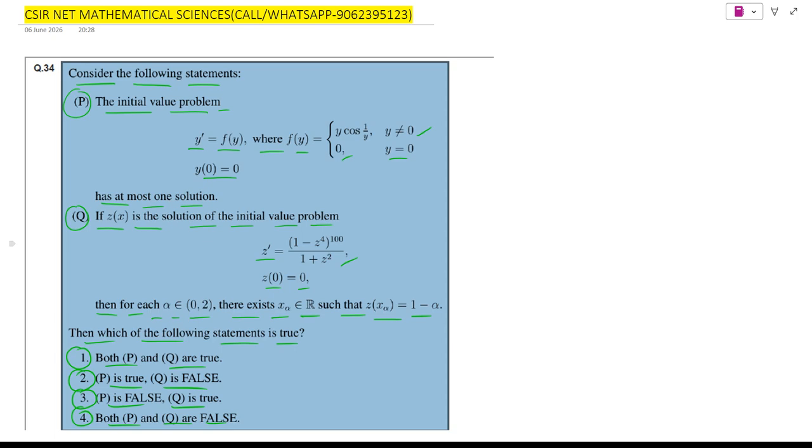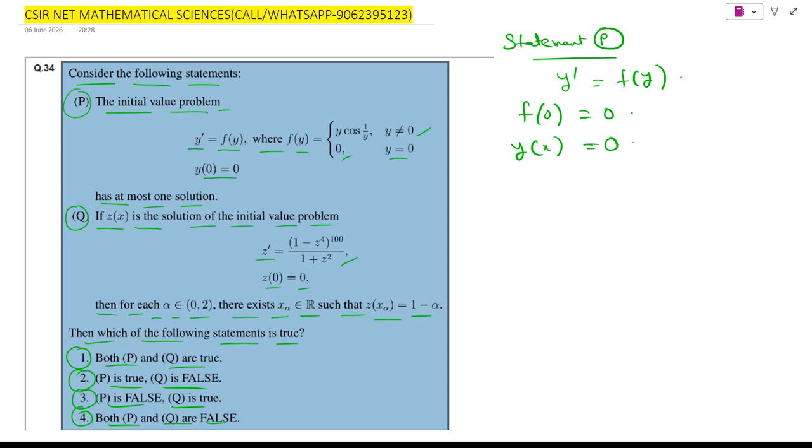So, first, come to the statement number P. Statement P. So, observe the structure first. Notice that the equation is autonomous. y' is f(y). So whenever you see an autonomous equation, immediately check for the equilibrium solutions. Okay, and since f(0) is 0, we get y(x) equal to 0. Okay, so this is our solution.